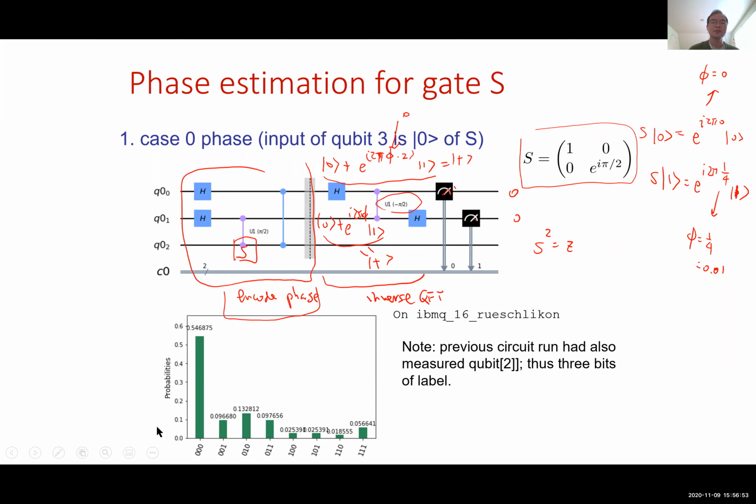So this here is a result that I obtained some long time ago from the machine, which I don't think is in service. But at that time, I actually measured all the 3 qubits. So you can ignore the first bit.